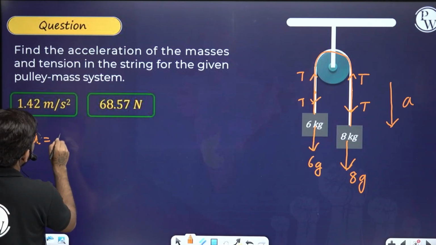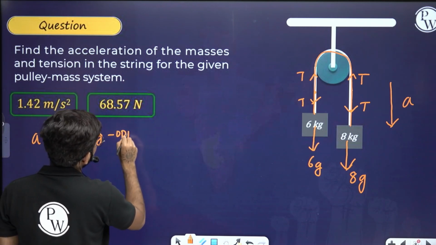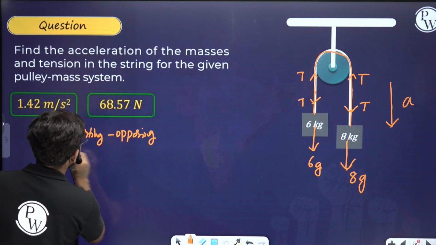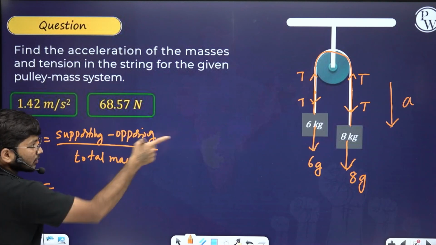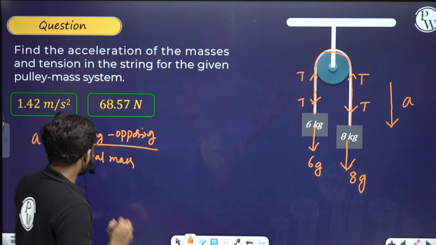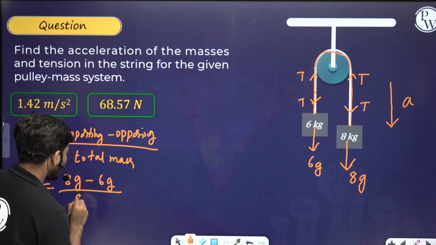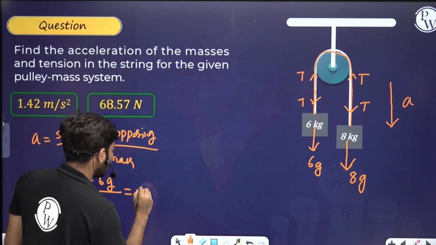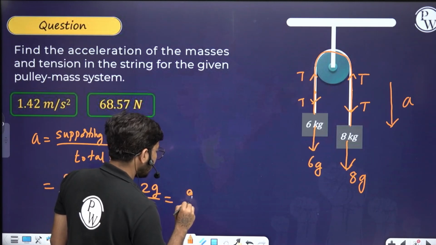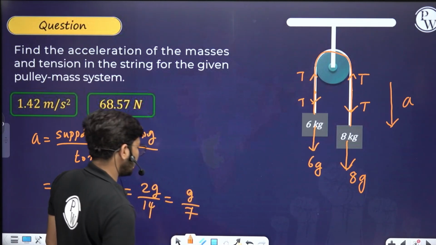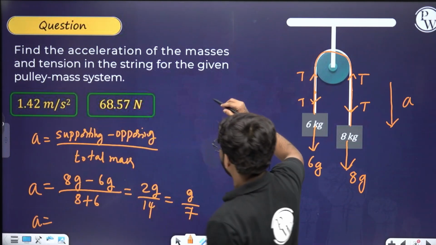A is equal to supporting weight minus opposing weight divided by total mass. What is the supporting weight? Supporting weight is 8G, right? Not 8, 8G. Opposing weight 6G, divided by total mass 8 plus 6. 8G minus 6G is 2G, divided by 14, which is G divided by 7.